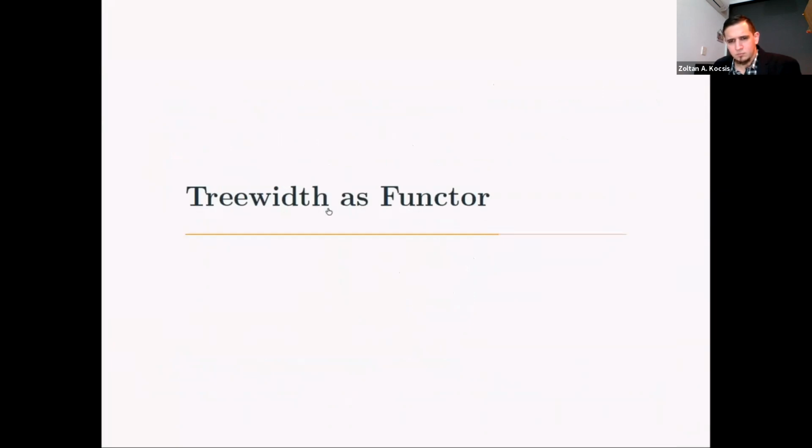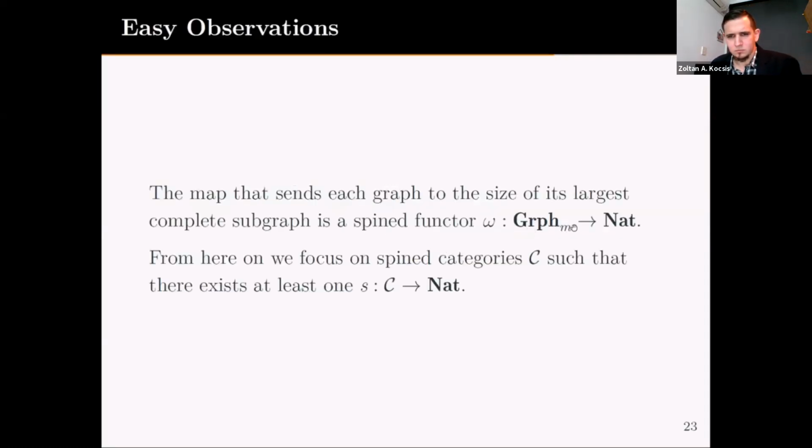And now we want to define Treewidth as a spine functor with codomain Nat. So we can consider any spine functor from a category C to Nat as some kind of candidate for Treewidth. And we're going to focus our attention on the spine categories for which there is at least one such functor. If there are no such functors, there's no way to obtain a Treewidth for a category. That's the bad case I was talking about earlier. We're going to focus on the good case where there is at least one such functor, and we're going to call it S.